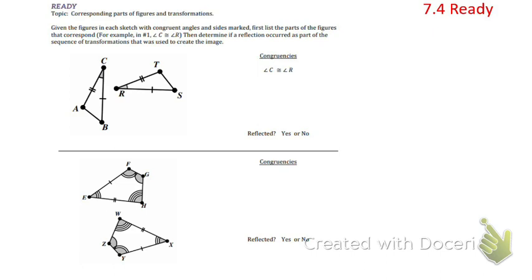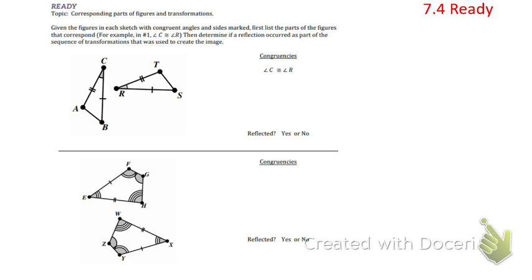So if we look at the first problem, I see 3 things that are marked off. Now in the example they gave us, angle C and angle R are congruent. The congruent symbol is that equal sign with a little tilde above it. That's congruent. Congruent means same size, same shape. So we've got angles C and R are congruent. What else do we have marked congruent?